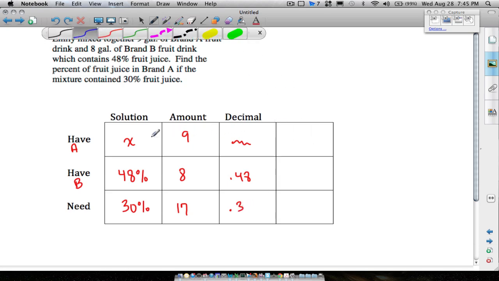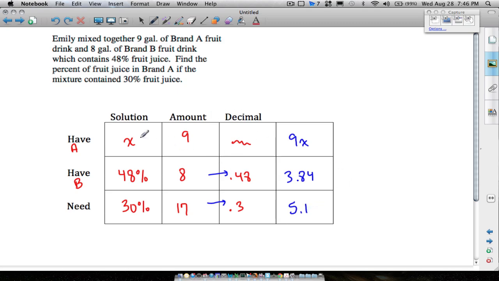When we go to do our products, for right now, let's just do this 9x. Now you might say, okay, well I'm going to stick an x here, but technically these two things are two different numbers. I'm going to come back and hit on that in a second. But really this 0.48 came from converting this percent to a decimal. So let's still do our product here like normal. 8 times 0.48 is 3.84, and then this 17 times 0.3 is 5.1.